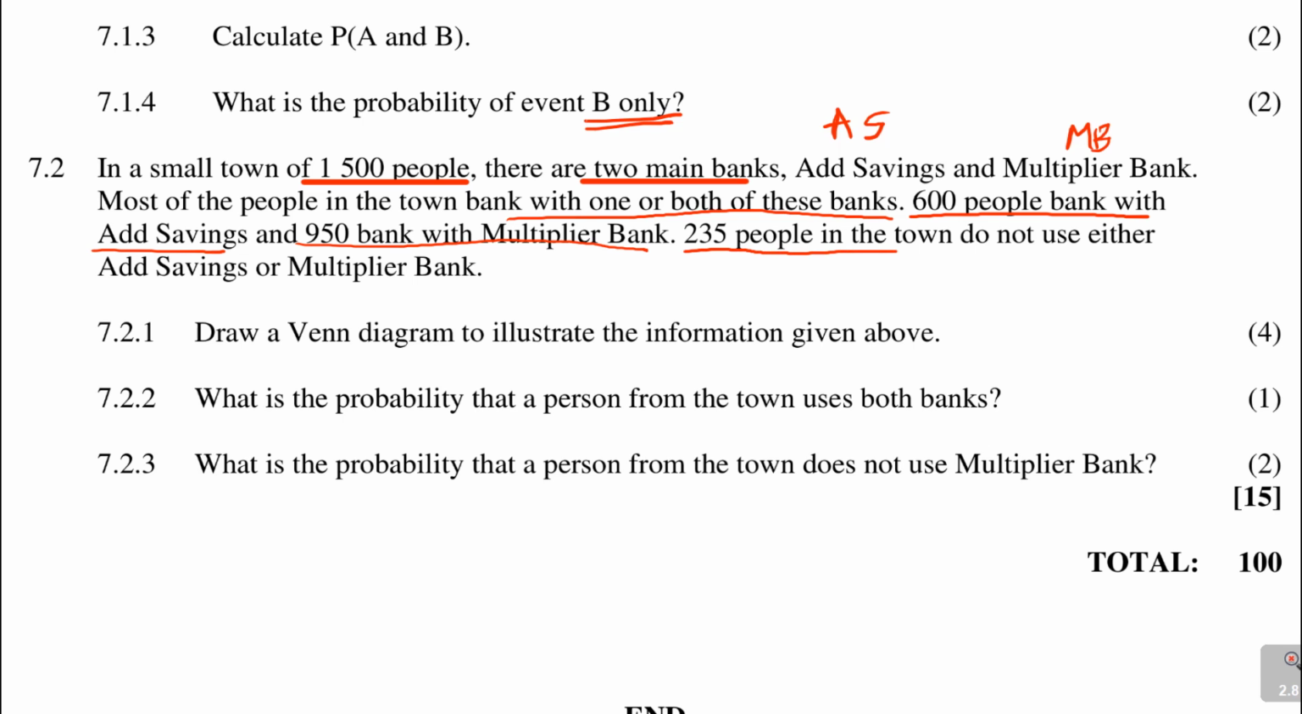235 people in town do not use either of the banks. They don't bank at all. There is the question, 7.2.1: Draw a Venn diagram to illustrate the information given. 4 marks. So let's look into this Venn diagram here.